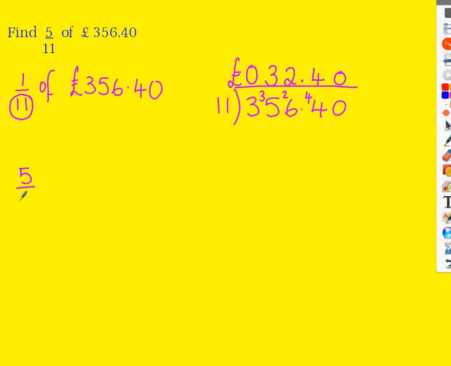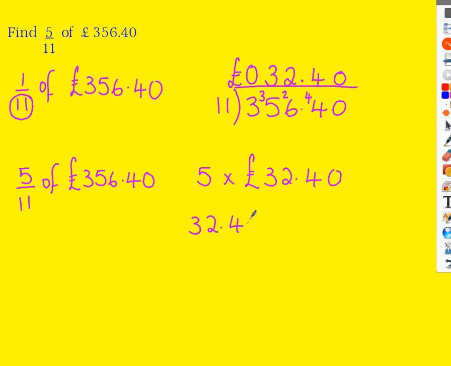At 1/11, we want 5/11 of £356.40. So that means I want 5 lots of £32.40. 5 times £32.40. Again, a quick tower sum here. £32.40 times by 5. But again, remember, any method for working out your multiplication is fine. 5 times 0 is 0. 5 times 4 is 20, so that's 0 down carried a 2. Decimal point down in my answer.